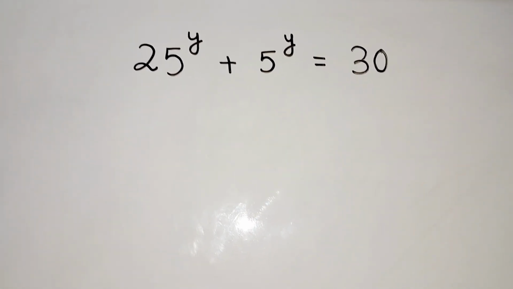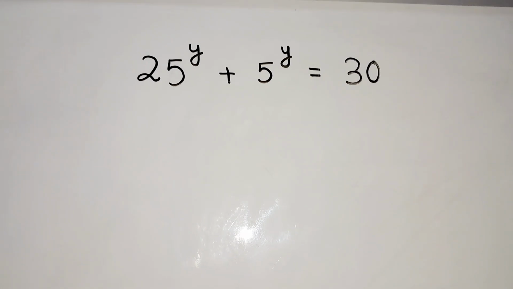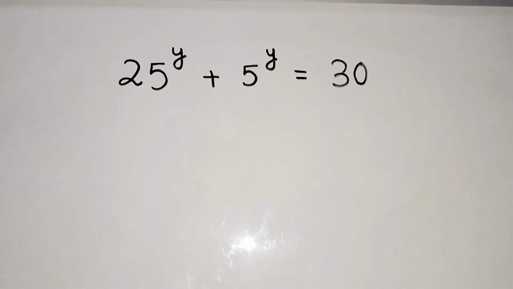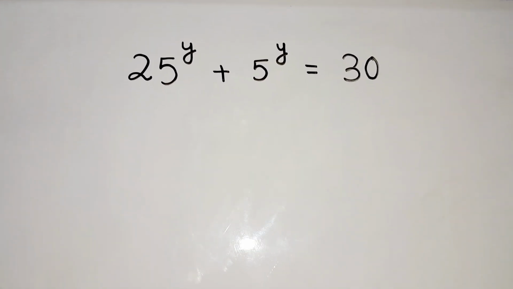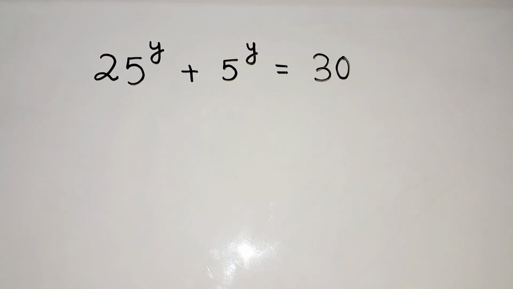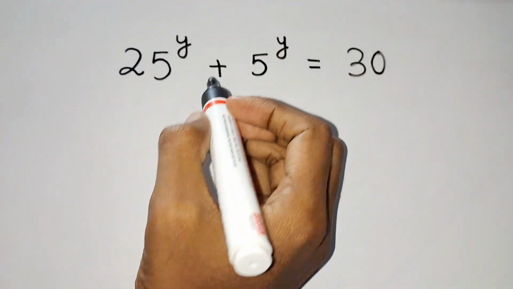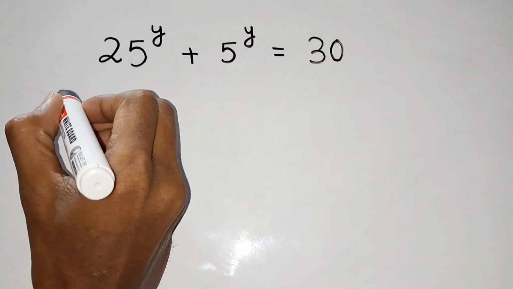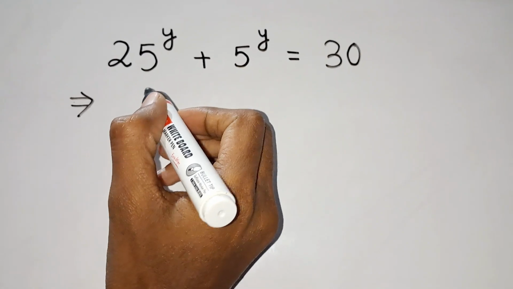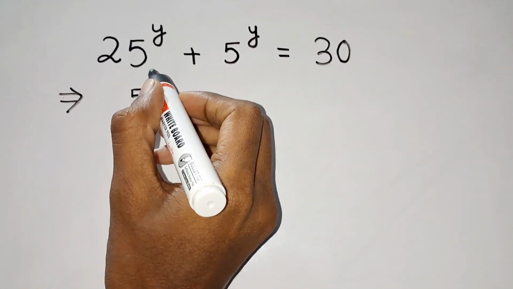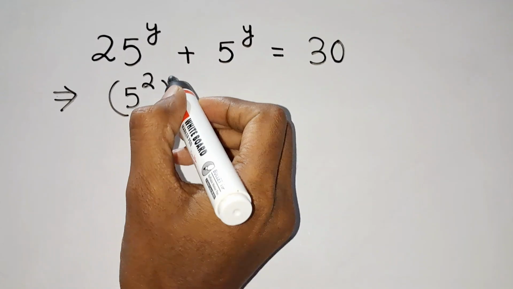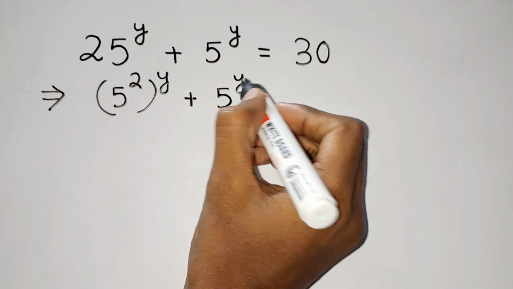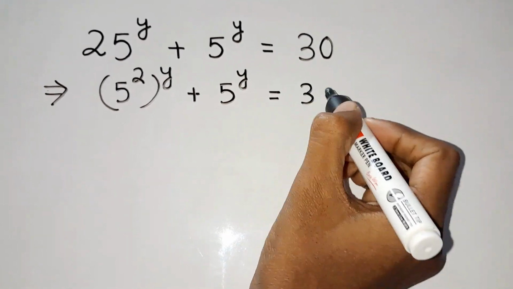So hello everyone. Today we are going to solve this equation given by 25 to the power y plus 5 to the power y equals to 30. Very simple equation. So we just have to break it into simple terms. First of all, we can write 25 to the power y as 5 square to the power y, because 25 is nothing but 5 square, plus 5 to the power y equals to 30.